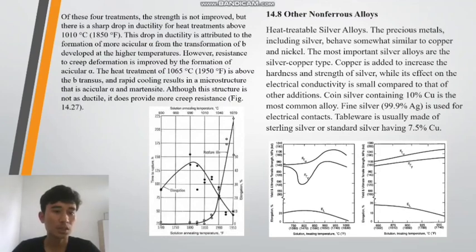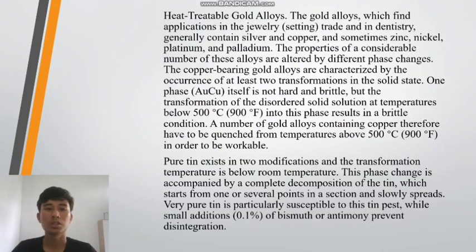Fine silver is used for electrical contacts. Tableware is usually made of sterling silver or standard silver having 7.5% Cu. Heat treatable gold alloys. The gold alloys, which find application in jewelry, settings, and dentistry, generally contain silver and copper, and sometimes zinc, nickel, platinum, and palladium.